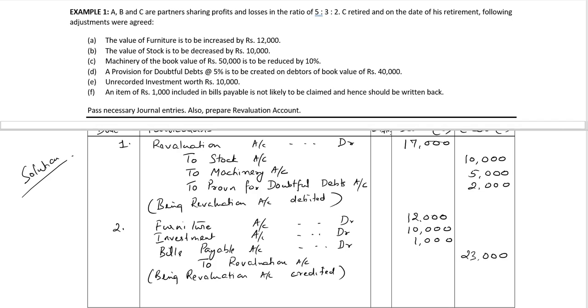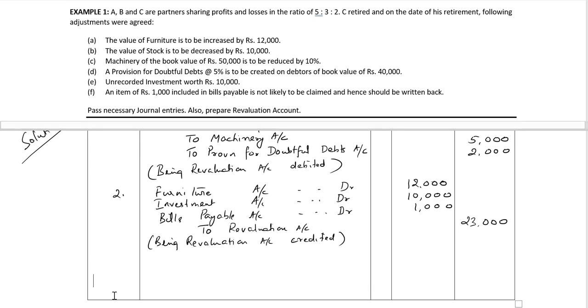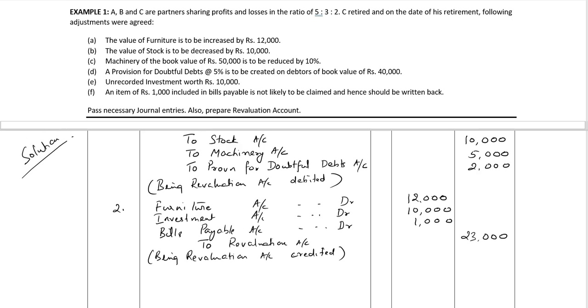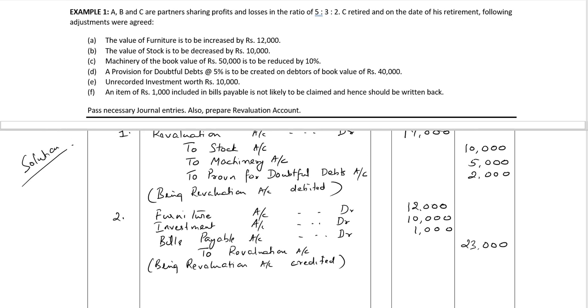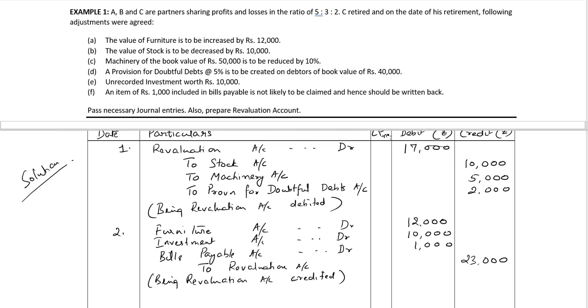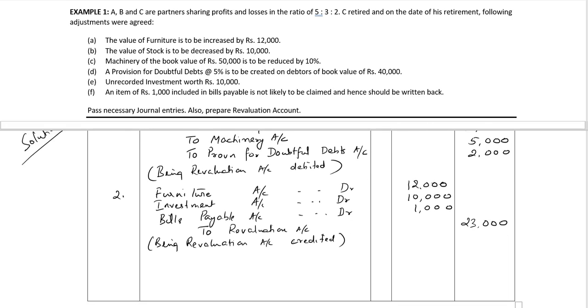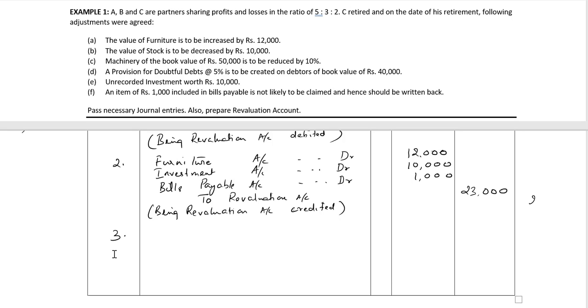The final journal entry, the total of the debit is rupees 17,000 and the total of the credit to revaluation is 23,000. So there's a gain on revaluation account. Amount of gain is the total of the credit side 23,000 minus the total of the debit side 17,000. So there's a gain to the extent of 6,000 rupees.